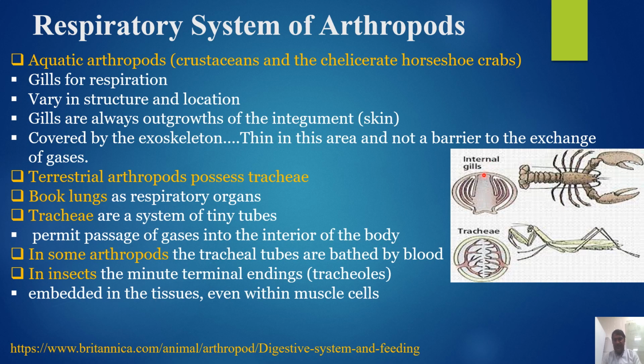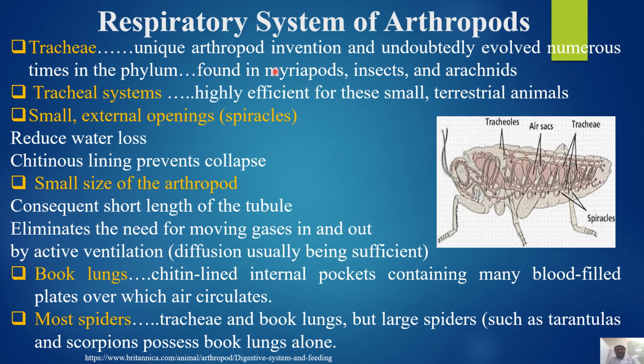These are the internal gills, and these are the trachea. The trachea is unique to arthropods and undoubtedly evolved numerous times in the phylum. It is found in myriapods, insects, and arachnids. Tracheal systems are highly efficient for these small terrestrial animals, with small external openings called spiracles.